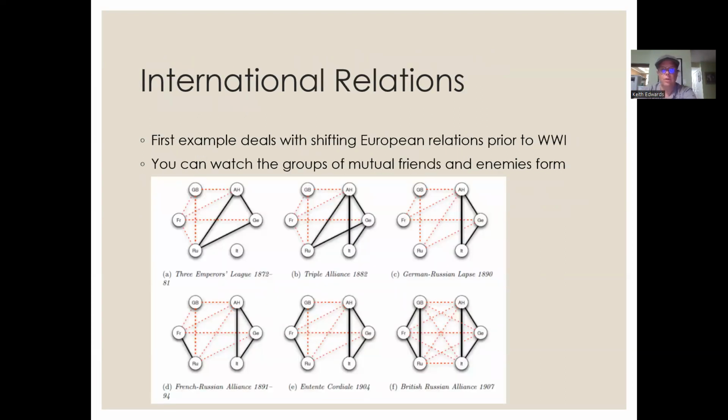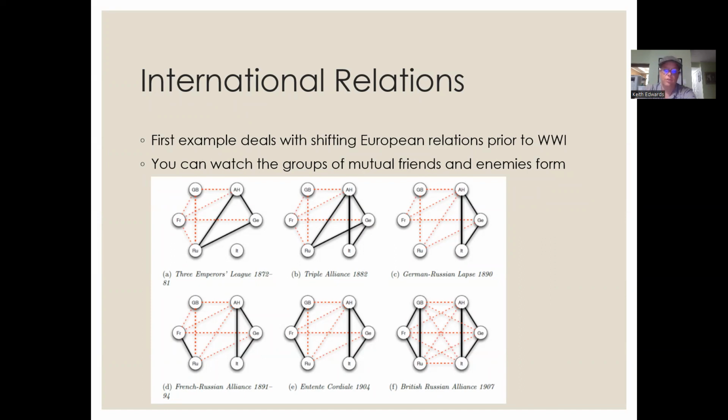So in terms of international relations, the first example that they have deals with shifting European relations prior to World War I. There's another one which involves the subcontinent, but this is Europe prior to World War I. And we start with the 3 Emperors League, where Russia, Austria-Hungary, and Germany were all friends. Italy, nobody really knew Italy at that point, but the Triple Alliance, which had 4, formed with Italy making friends with everybody. And then the German-Russian lapse, those 2 groups don't always get along.